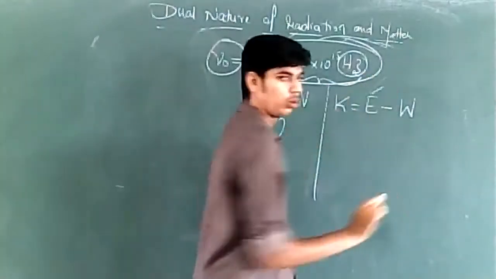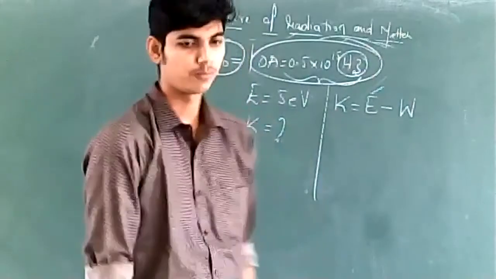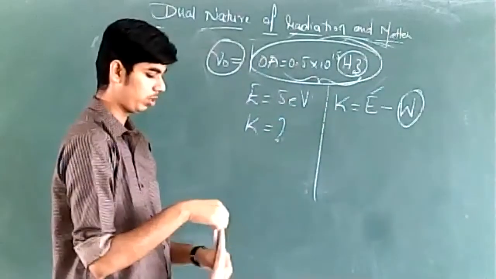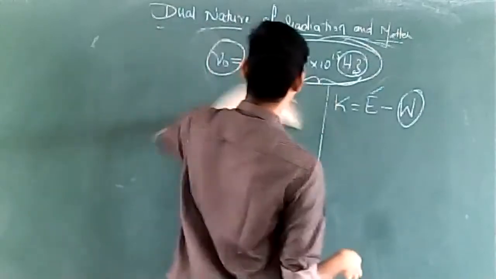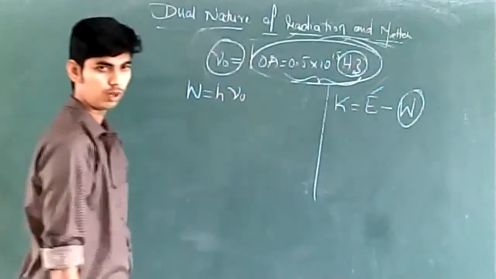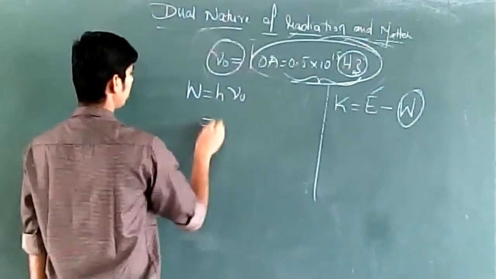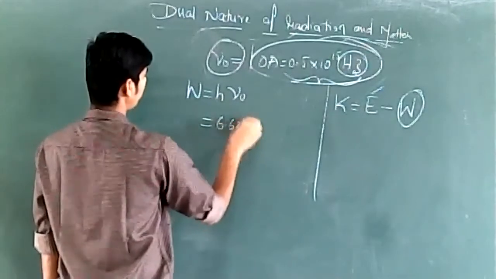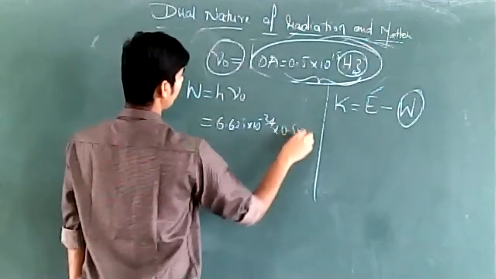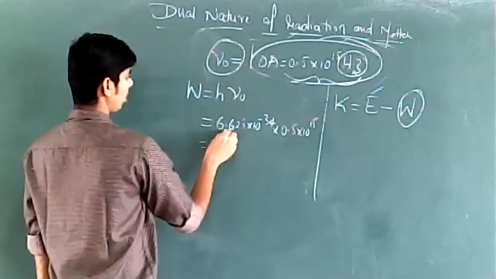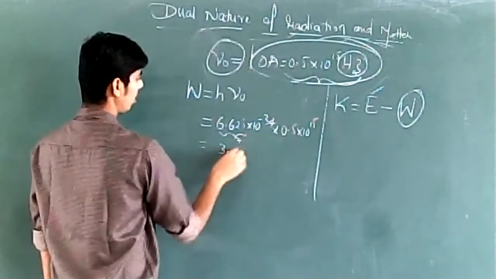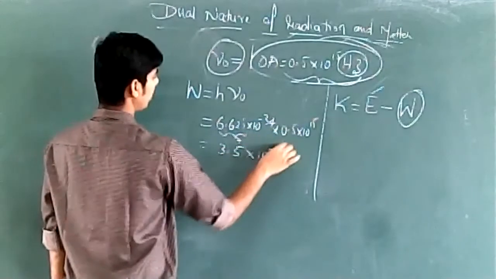The energy of photon is known to us, 5 electron volt is given. We can calculate the work function of the metal. You know the formula for work function? Work function is given by h mu naught. H is 6.625 into 10 to the power of minus 34, into mu naught, which is 0.5 into 10 to the power of 15. So it is approximately 7, take it as 7. 7 5s are 35. One decimal in that gives 3.5 into 10 to the power of minus 19 joule.